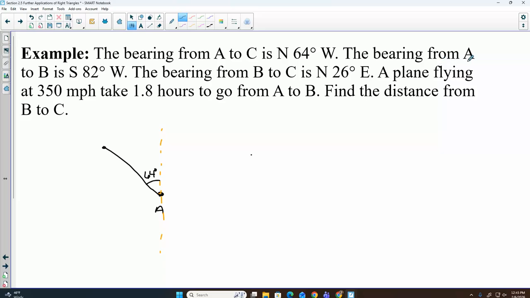The bearing from A, so now I'm back at point A, to B is south 82 degrees west. So I'm giving you another point from A. To get to that point, you have to go southwest. Okay, and that's 82 degrees. All right. Have I lost anybody?